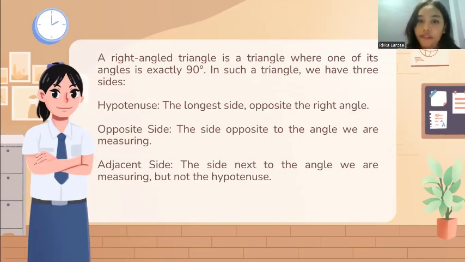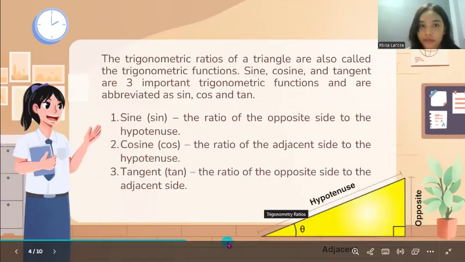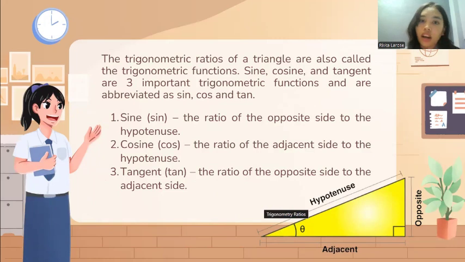The foundation of trigonometry is built on three key functions, which are known as trigonometric ratios. The ratios relate the angles of right angle triangles to the lengths of each side. The trigonometric ratios of a triangle are also called the trigonometric functions. Sine, cosine, and tangent are three important trigonometric functions and are abbreviated as sin, cos, and tan.